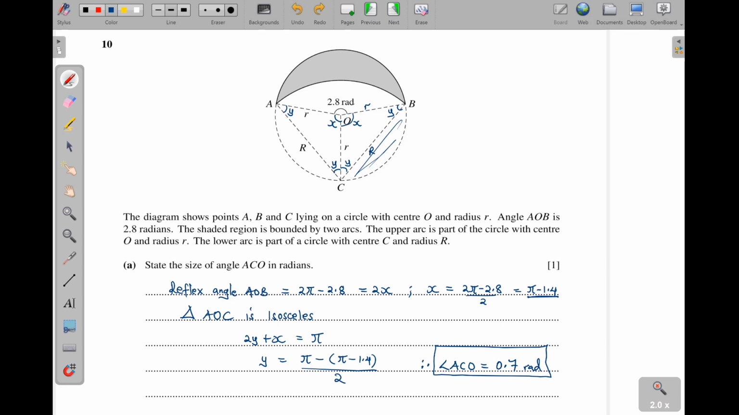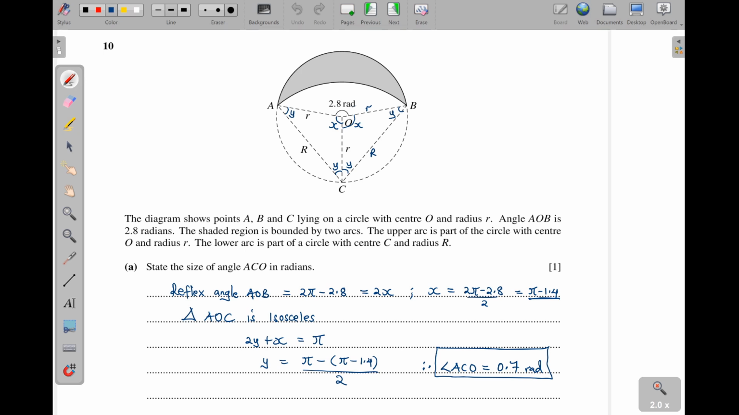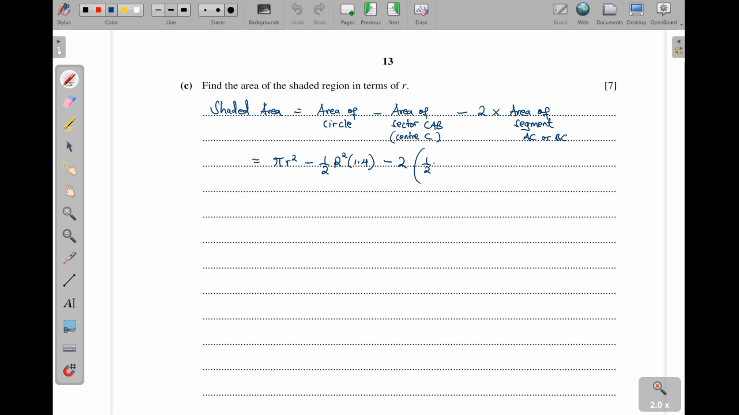Okay, so to get the area of the segment, you get the area of the sector, then minus area of the triangle. Area of the sector is a half r squared theta, so a half. Then when I go back here, the radius for this sector is this small r, okay? And then the angle is x, which x is pi minus 1.4, okay? So I will go back here and I write r squared, and then the angle is pi minus 1.4.